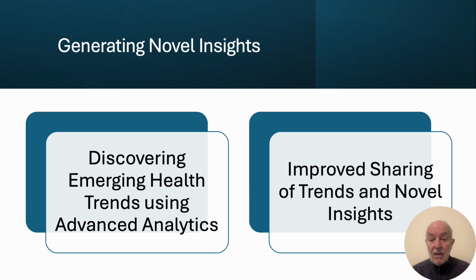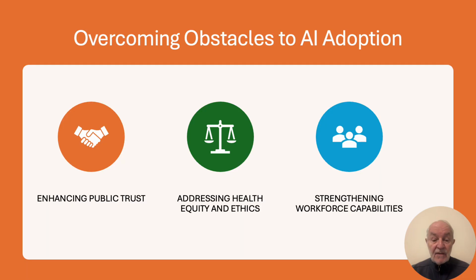So let's finally talk about generating novel insights, the third guiding principle I mentioned a moment ago. One can utilize artificial intelligence to discover emerging health trends using advanced analytics. This was not done in the past, but during the COVID pandemic, this was utilized, and there are ways to improve not only the development of understanding these emerging trends, but also sharing these trends and any novel insights with a broader audience. So artificial intelligence can help in this area of generating novel insights.